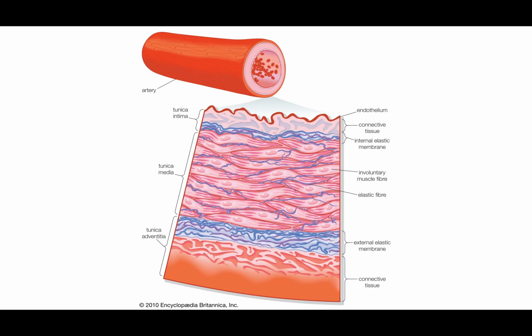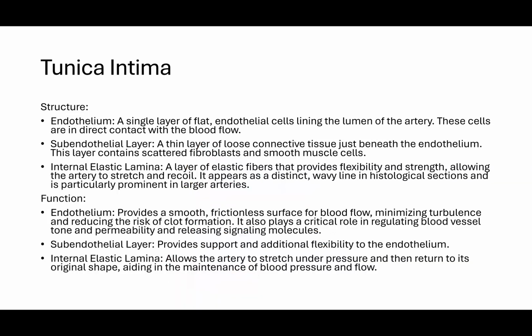So the tunica intima has the endothelium, the subendothelial layer, and the internal elastic lamina. These things are important. The endothelial layer is usually a single layer of epithelial cells, and they are directly in contact with blood flow.